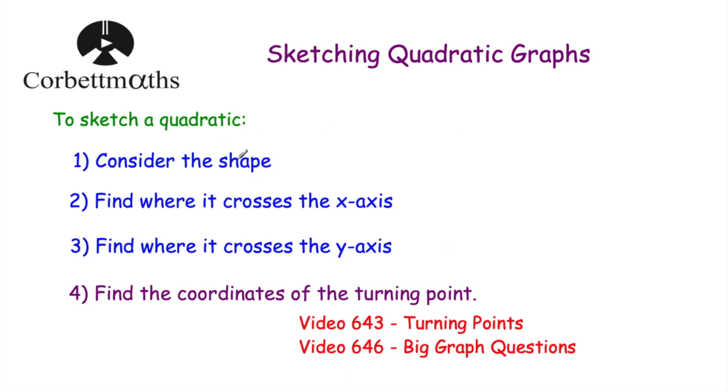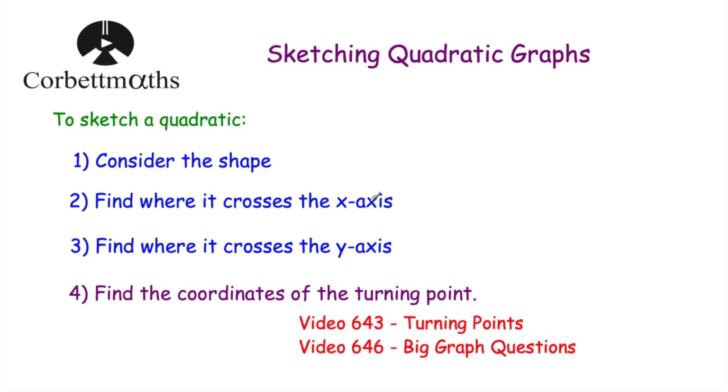So I'd consider the shape first of all, considering the coefficient of the x squared. If the coefficient's positive, then it would be a U-shaped parabola. If the coefficient's negative, it would be an N-shaped parabola. I would consider where it crosses the x-axis. If it crosses the x-axis, I'll let y equal 0 and try to solve it. And if I can solve it, then I'll find the solutions. If there's 2 solutions, it'll cross the x-axis twice. If there's the same solutions twice, a repeated solution, it'll just touch the x-axis.